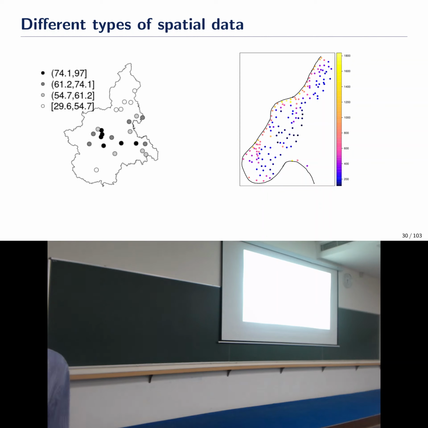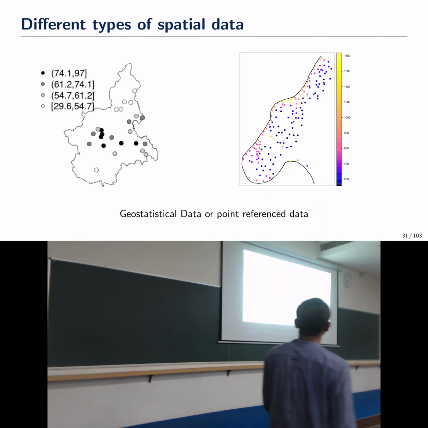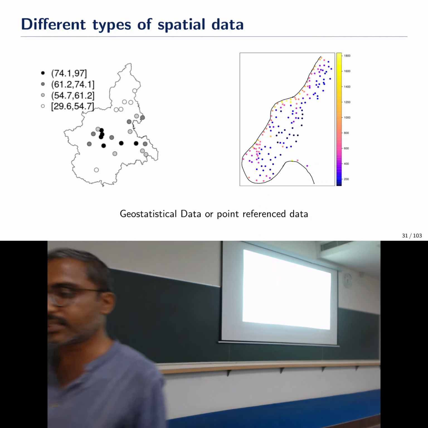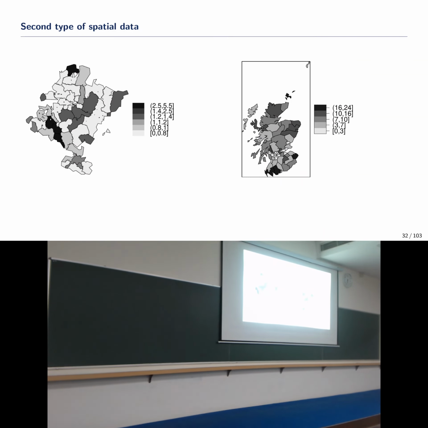This particular data set is called geostatistical data or point reference data, and this will be our interest for this topic. But just to complete this discussion, we talked about these two data sets as well. These are the data sets that we have just seen.